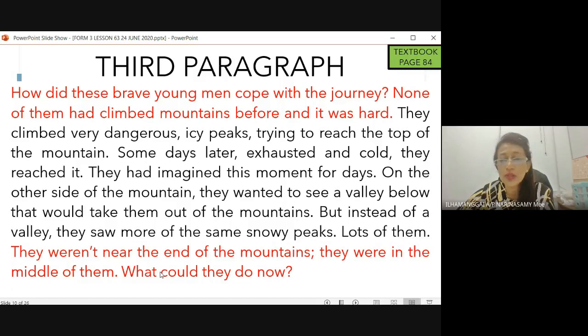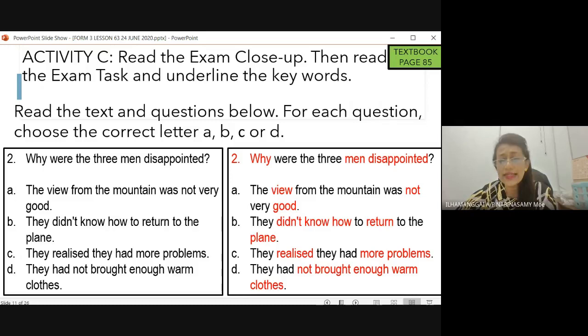Okay, good. Line 7 and 8, instead of the valley, they saw, yes, Kuratu, instead of a valley where they think that they can get help, they saw more of the same snowy peaks. Right. So what would the best answer be then? A, B, C, or D?